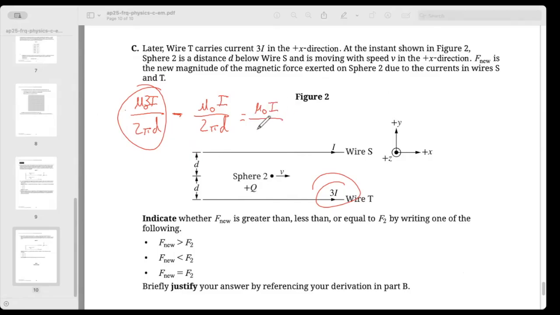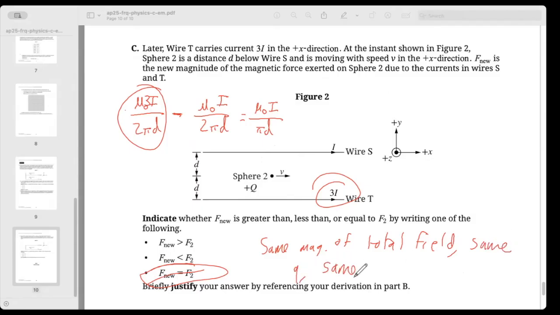It's the same field, but is it in the same direction? I don't think it matters because it's just magnitude of force. Yeah, they're the same. Because you have the same magnitude of total field, same charge, and same velocity. Therefore, same force.